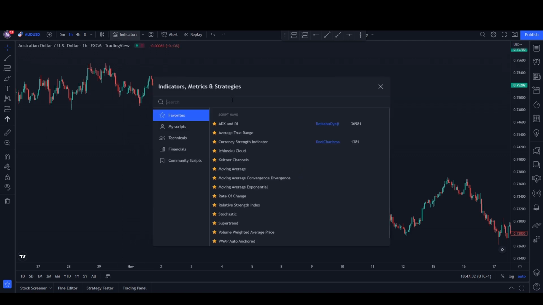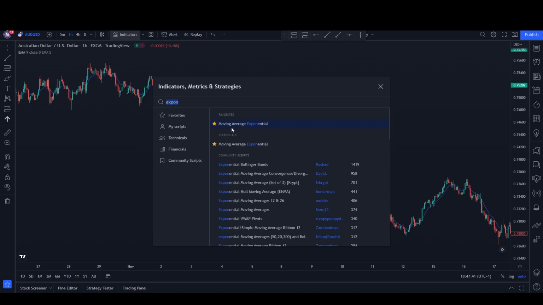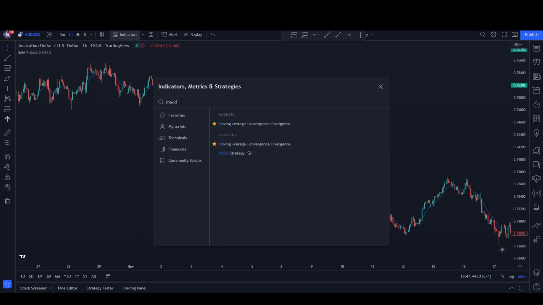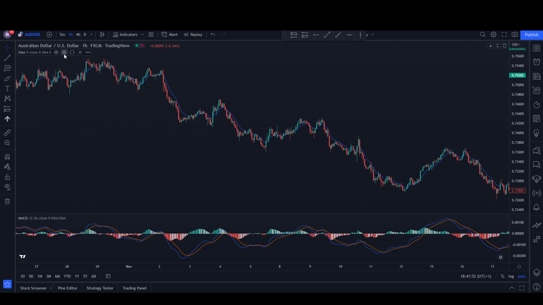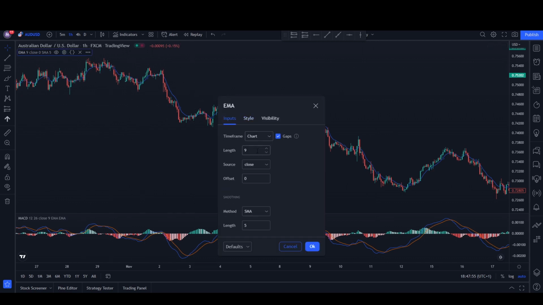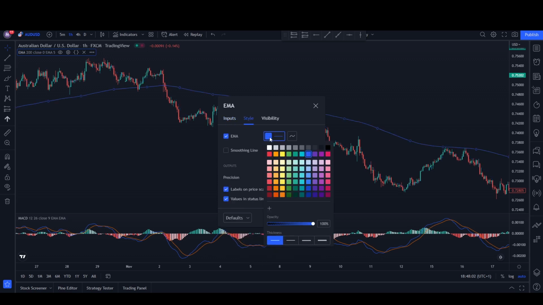So the first indicator we're going to be adding is the exponential moving average, and the second indicator is the MACD. So the MACD is the moving average convergence divergence. So let's go ahead and change the settings. So for the EMA, settings will be a length of 200 and a method of EMA. And you can change the color if you want. I usually have it white and a thicker line, so that is quite obvious.